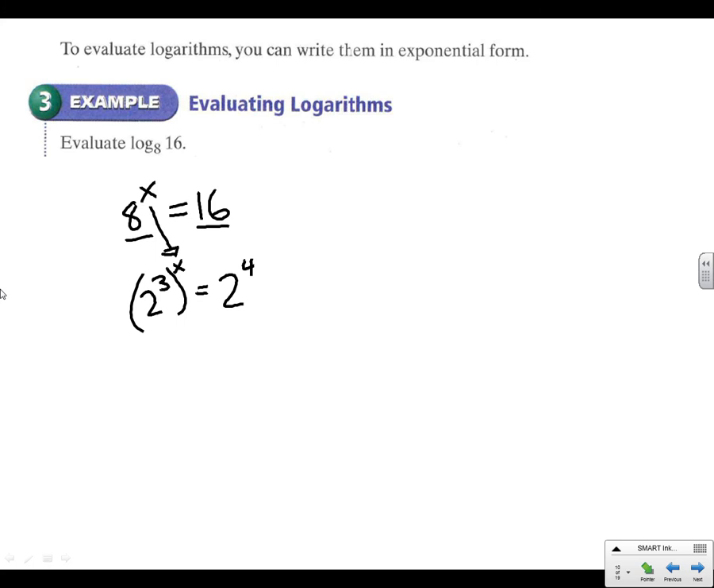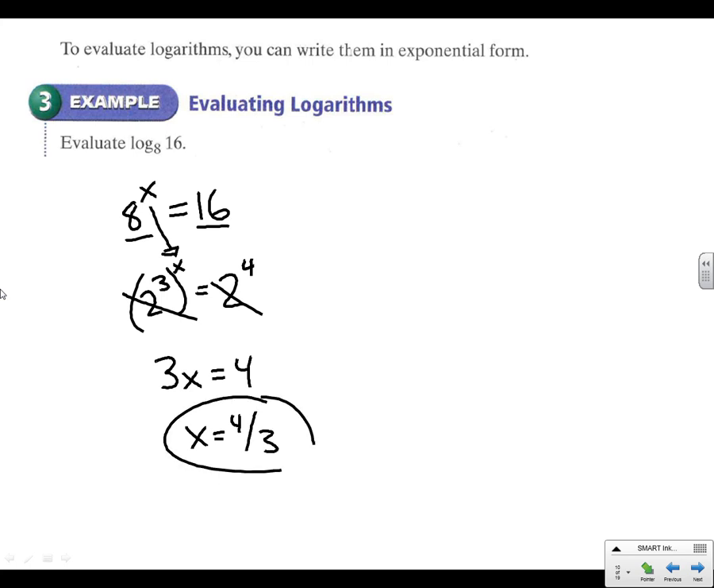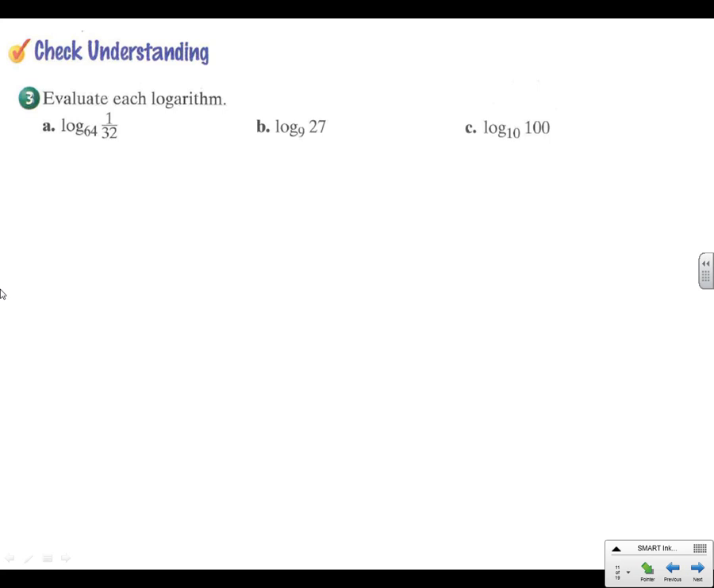All right? So if we can get the base the same, what we're allowed to do is just cancel them out. And we have 3x equals 4. So x equals 4 divided by 3. So the key on these is get the base equal to each other on both sides. See if you can do it on understanding check 3.